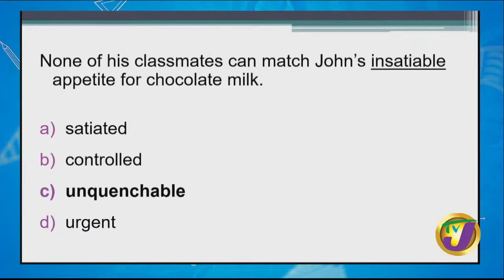Unquenchable. Correct. So insatiable means the same as unquenchable. So one more point if you got that right. Make sure you're keeping score. All right, let's look at the next sentence.